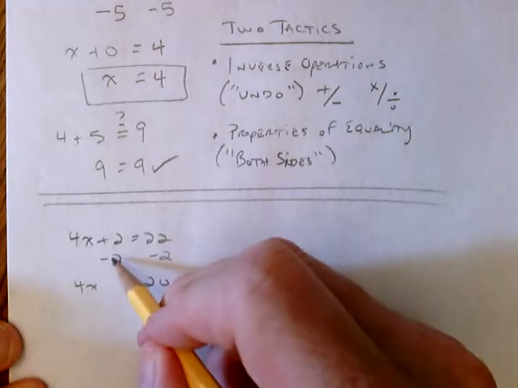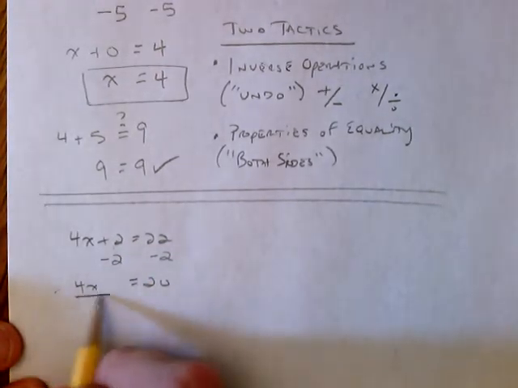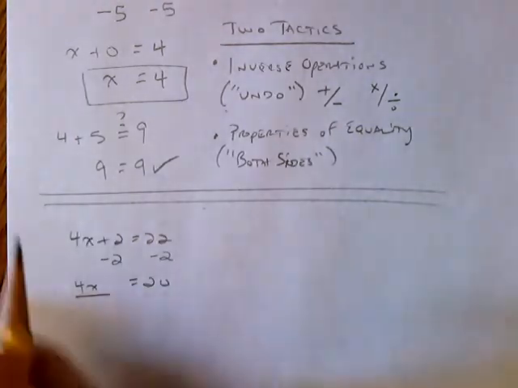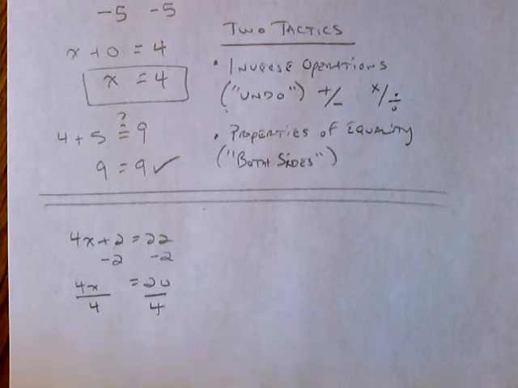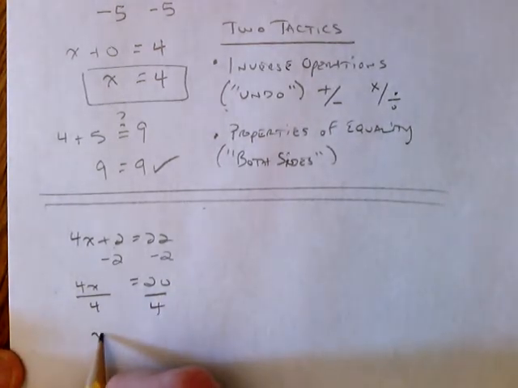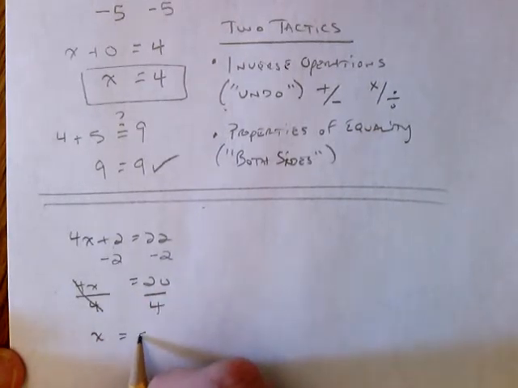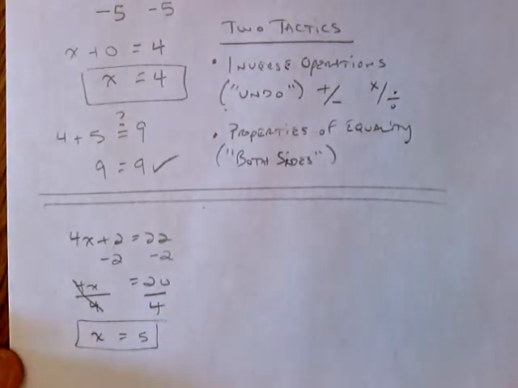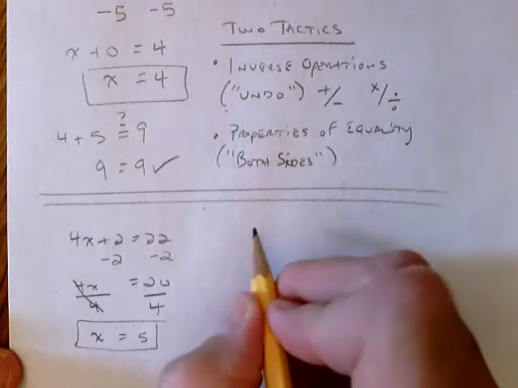Okay. Positive 2, negative 2, I combine those, I get 0. So the left side is just 4x. X is multiplied by 4, so we're going to divide by 4. 4 divided by 4 is 1, so I get 1x here. 20 divided by 4 is 5.